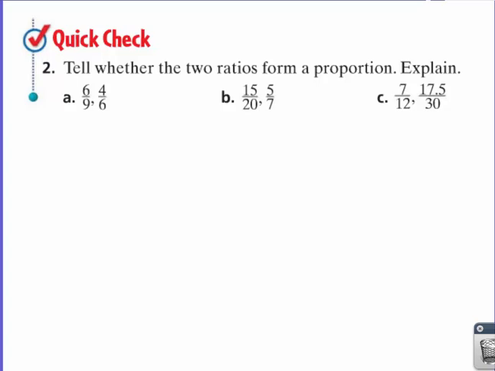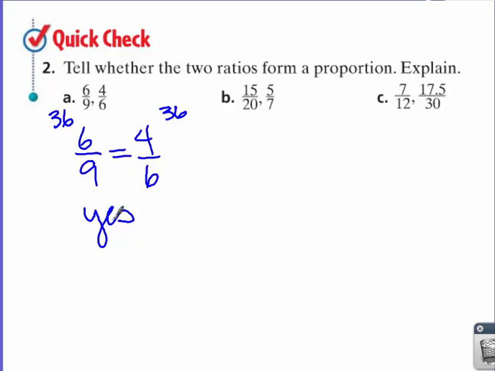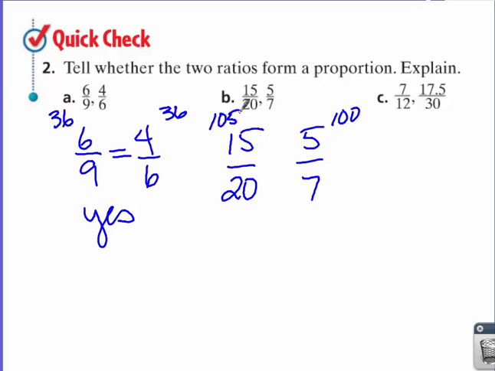So on A right here, it says we've got 6 over 9 and 4 over 6, and we're trying to determine are they equal. So 6 times 6 is 36, 9 times 4 is 36. Does this make a proportion? Yes, it does. Okay. B, you've got 15 over 20 and 5 over 7. Well, the 20 and 5 I can do pretty easy. 20 times 5 gives me 100. But 7 times 15, well, I know 7 and 5 is going to give me 35. So this actually gives me 105 for my answer. So does this make a proportion? No, it does not.